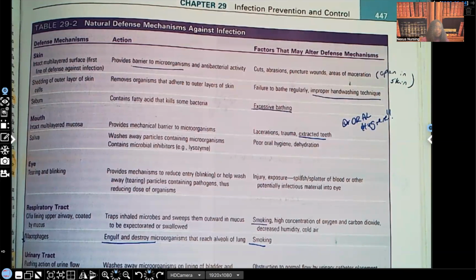Moving on. Macrophages. What do the macrophages do? They engulf and they destroy microorganisms that reach the lungs, reach the alveoli of the lungs. Remember, guys, the alveoli, that's where gas exchange takes place. What can alter that defense mechanism? Smoking.